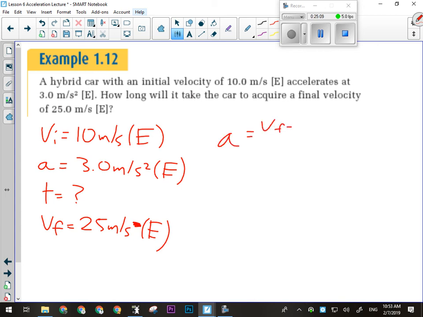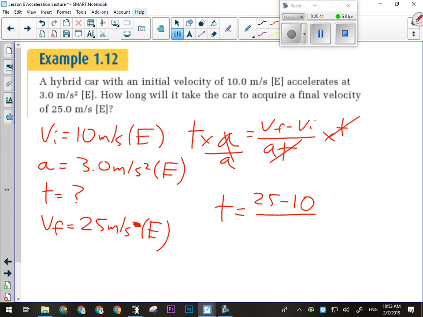The one from Science 10. Change in velocity divided by change in time equals acceleration. I have to manipulate it to solve for time. All I did was look at what I was given and then look at my formulas to find a formula that had all the stuff in it that I had and the thing I was looking for. I'm going to manipulate this for time by multiplying both sides by t and then dividing both sides by a. So t will equal 25 minus 10 divided by 3.